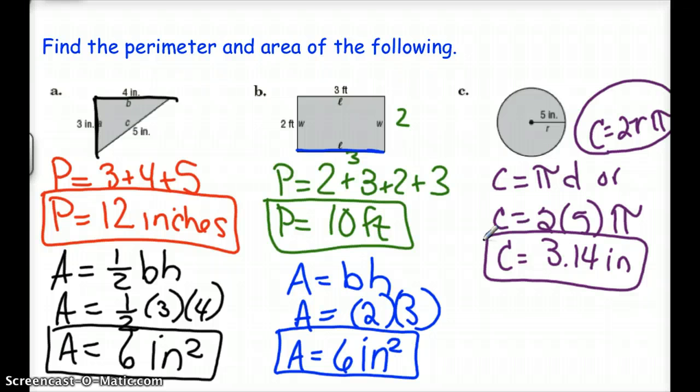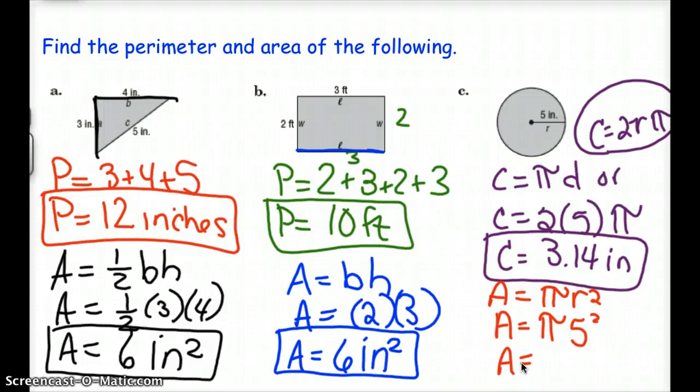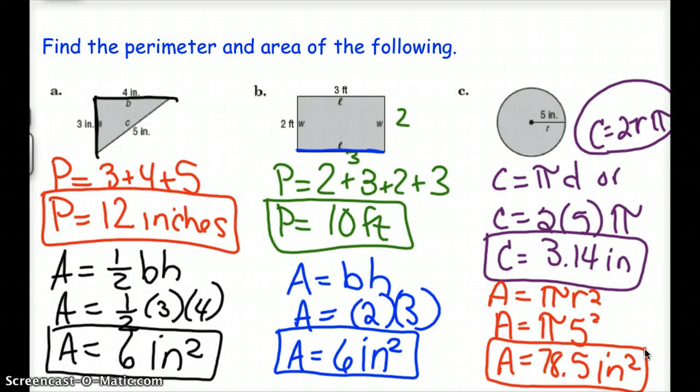Next, they asked me to find the area. Area is pi r squared. That's our formula for finding the area of a circle. Now you got to plug your radius in there. Area equals pi 5 squared. And this is the information that you should be writing down in your homework. Don't just punch that in your calculator. I need to see pi times 5 squared on the paper, and then go ahead and type that into your calculator. 25 pi, which is 78.5 inches squared. So people, make sure you're writing the details down in your homework.